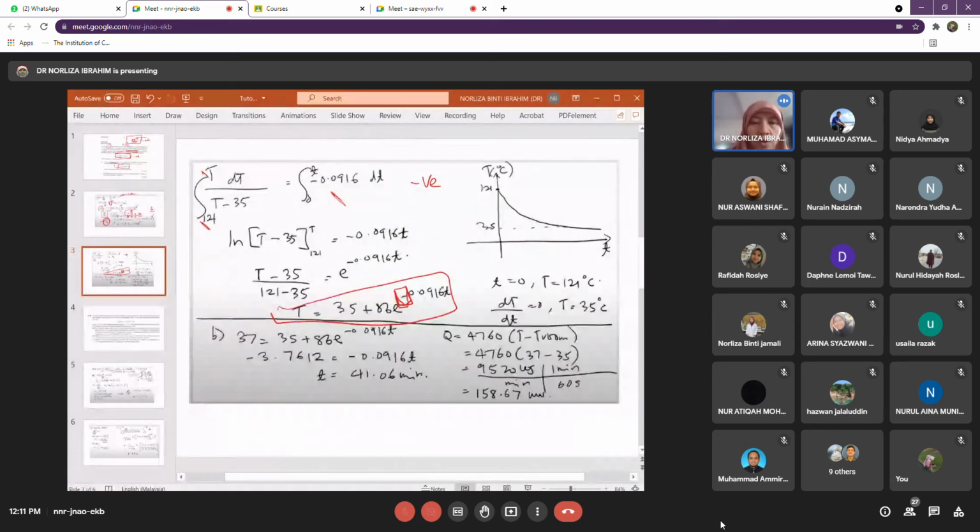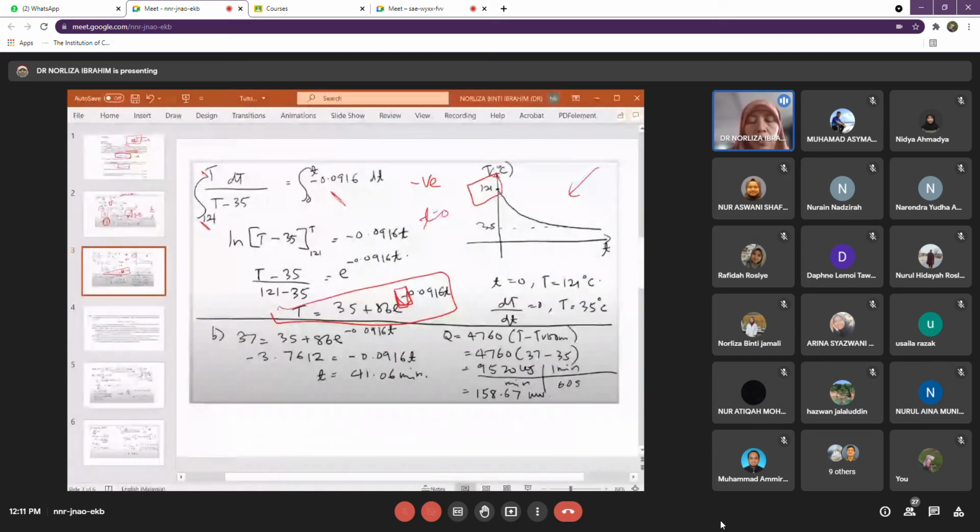Okay, so we are able to prove that the expression of temperature with respect to time is 35 plus 86 exponential negative 0.0916 t. Now the sketching, this is the sketching. So the sketching, you can use any 2 points to sketch. So the first point, of course, at t equals 0, the temperature is 121. Okay, t equals 0, 121 degrees C. So that is the starting point for you to sketch.